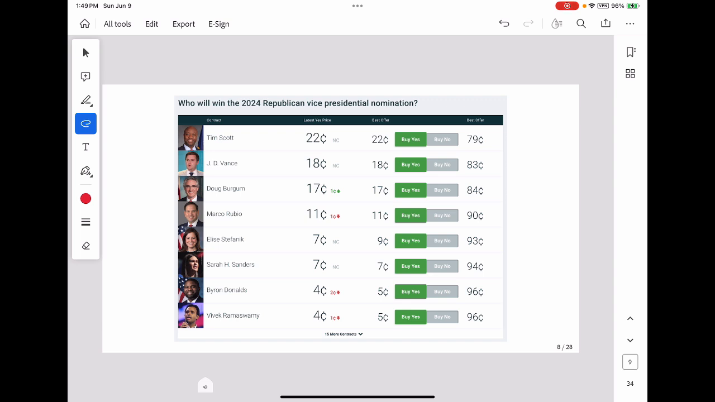So if you look at Elise Stefanik, the last trade was at 7 cents, and that means that somebody paid 7 cents to buy a contract that will pay $1 if Stefanik is selected as the nominee. Now, if you look at the best price available if you wanted to buy this contract, that here is shown as 9 cents. So you will not be able to buy at 7 cents a contract that references Stefanik as the nominee. It'll cost you 9 cents in order to do that. Now, where is this price coming from? Let's discuss that for a second.